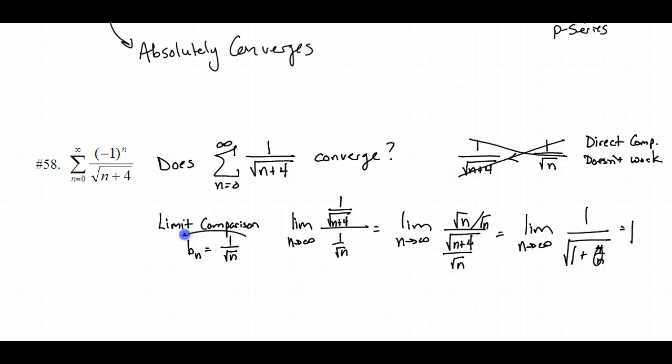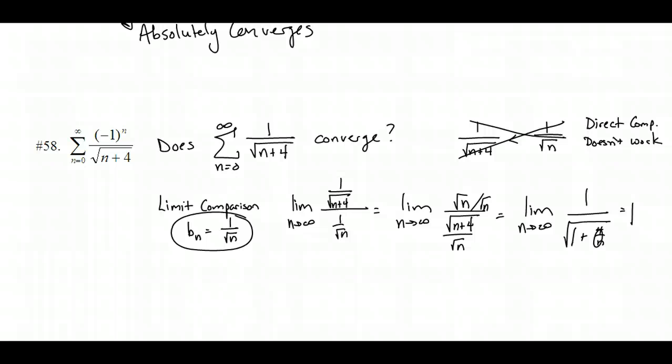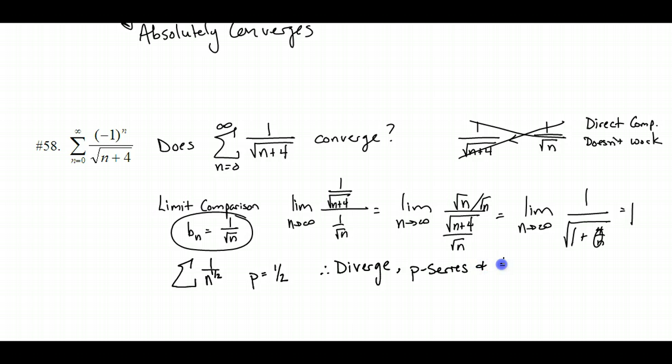Therefore, limit comparison applies, and I can go back to this situation. That's what I'm comparing it to: the summation of 1 divided by n to the 1/2. My power is equal to 1/2. Therefore, I know that this is going to diverge. So this diverges using the p-series and limit comparison.